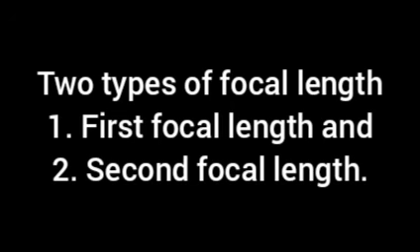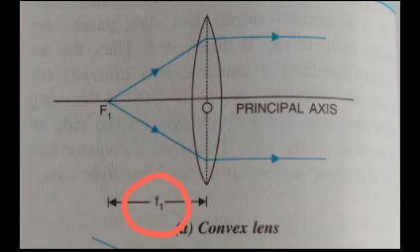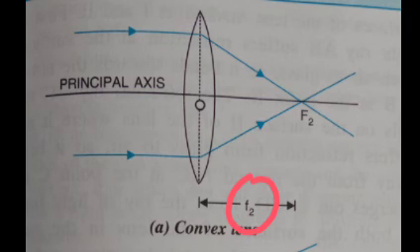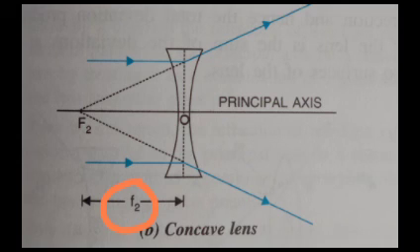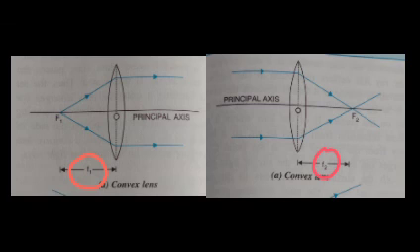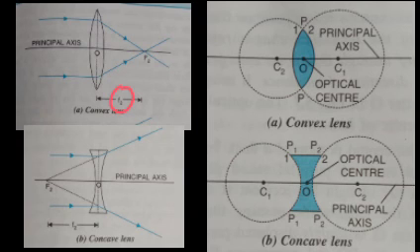So here in the convex lens, F1 is on the left side. This is the first focal length from O, and F2 is called the second focal length on the convex lens. Similarly for the concave lens, F1 is on the right side from O and F2 is on the left side from O. These are called first and second focal length. These are the very important terms of lenses.